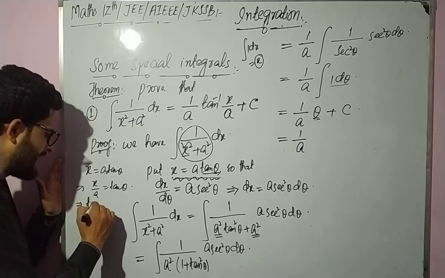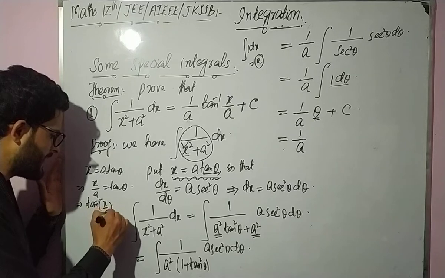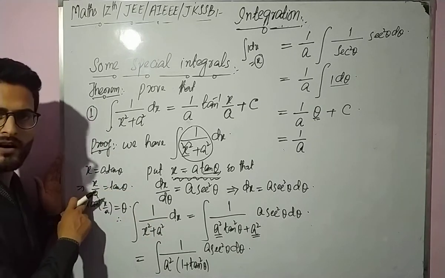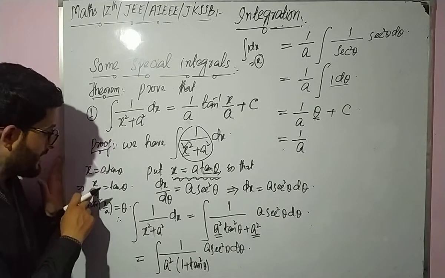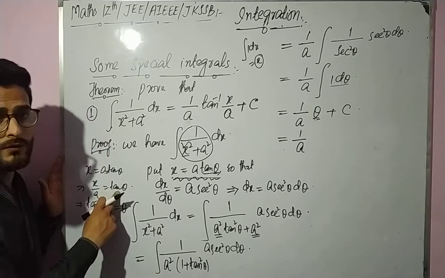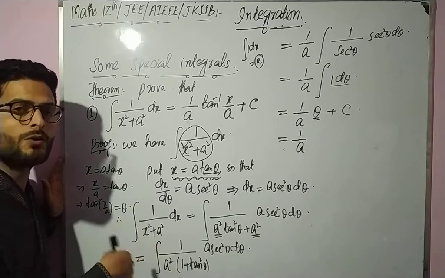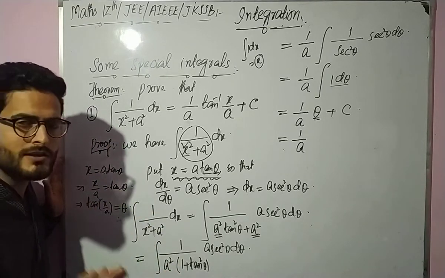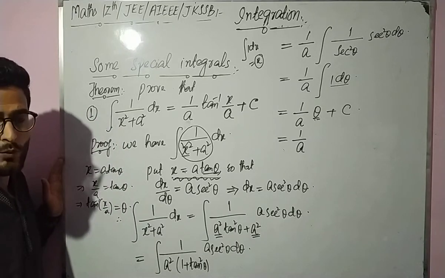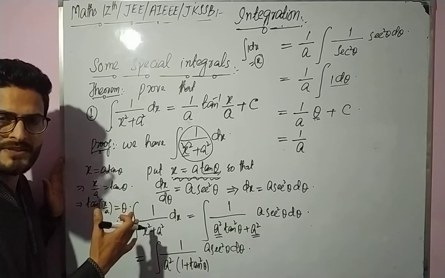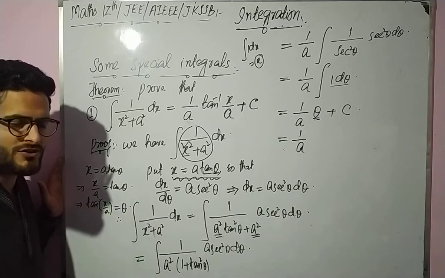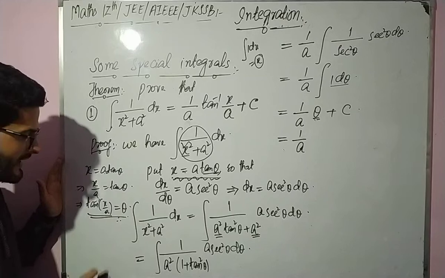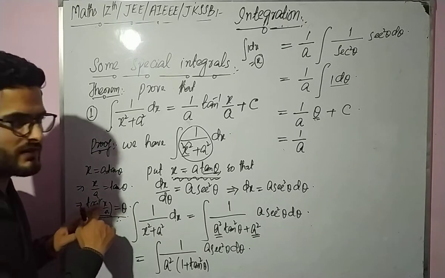So obviously tan inverse of x divided by a must be equal to theta, because using the injectivity of the tan inverse function, when x1 is equal to x2, then obviously tan inverse of x1 is equal to tan inverse of x2. Why? Because tan inverse in its restricted domain is obviously one-one. We have learned these concepts in inverse trigonometric functions. So tan inverse of x by a must be equal to theta, so instead of theta, we can write tan inverse x by a.